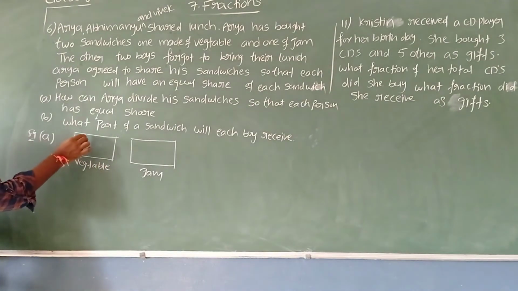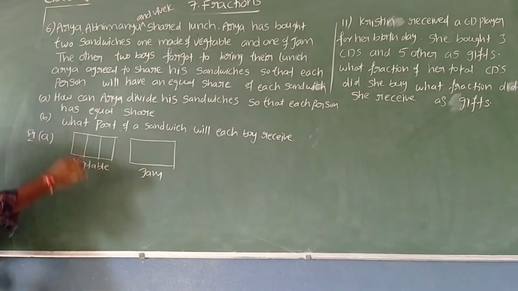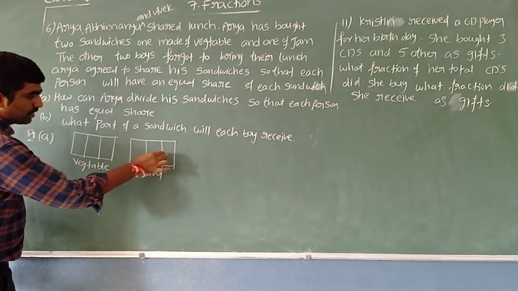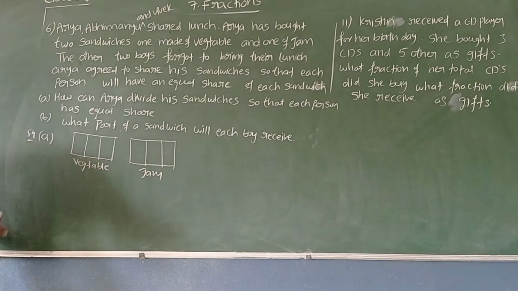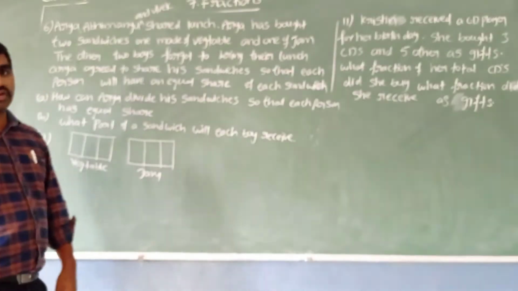See, let me take this first sandwich. We'll divide it like this, and the second one also like this. 1, 2, 3. 1, 2, 3. Yes, I'll divide each sandwich into three parts. From this I'll give one to each person, and from this one also I'll give one to each person.